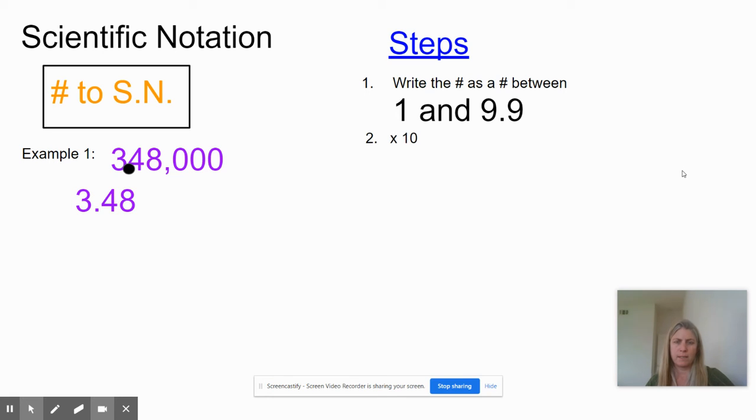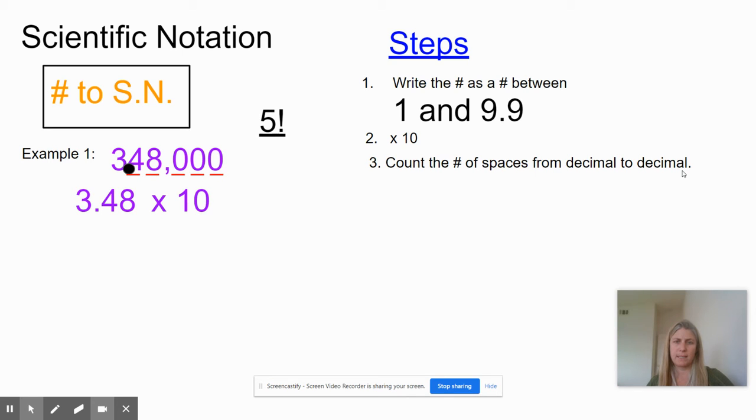So my second step is I'm simply going to write times 10. Mostly in algebra, we use a dot to mean multiplication. This is the one place where we continue to put the x for multiplication. So we're going to put times 10. Now we're going to count the number of spaces between where the decimal point currently is, in this case between the 3 and the 4, and where it naturally was in the standard number, which was after the zeros. And I'm going to count, and that of course is 5 places.